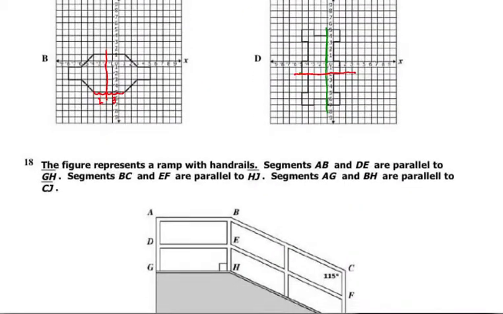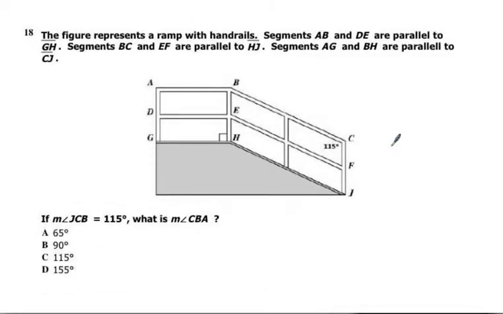Whew, that's crazy. All right, the figure represents a ramp with handrails. Segments AB and DE are parallel to GH. Segments BC and EF are parallel to HG. Segments AG and BH are parallel, oh goodness, to CJ. If the measure of JCB, that's this angle right here, is 115, what is CBA? We want this measure right here. I'm going to highlight it.